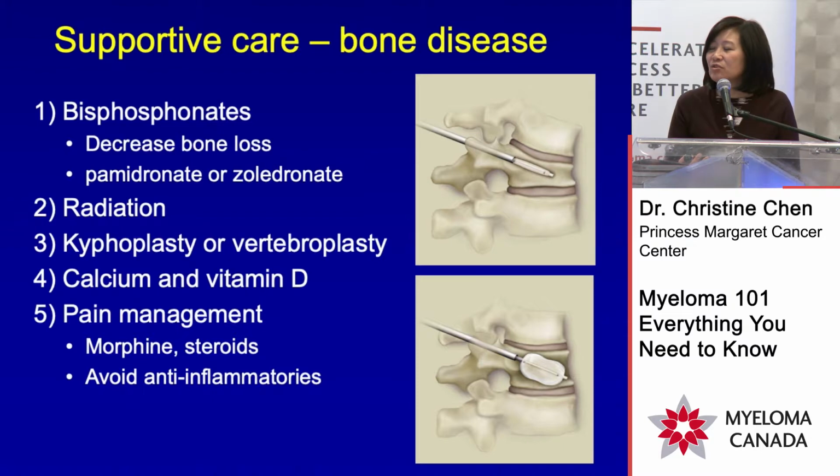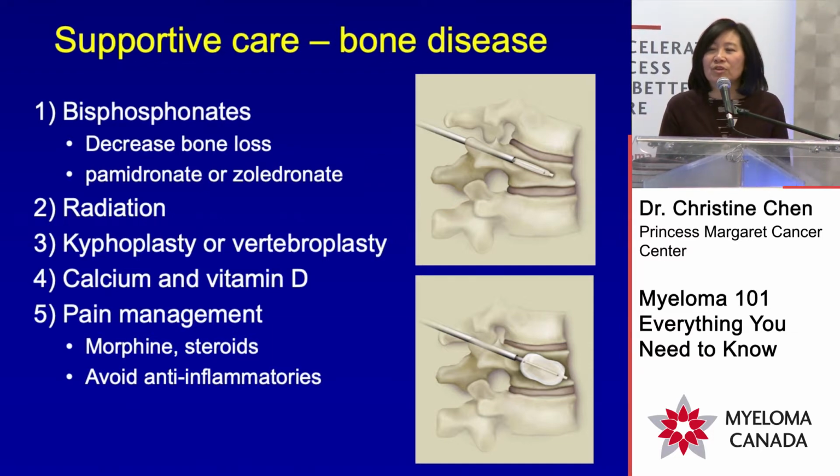Certainly when you're first diagnosed, we use them routinely, and then we may use them intermittently down the line at relapse. We also will radiate spots because myeloma is a very radiosensitive cancer. So if you've got a really painful area somewhere, sometimes one shot of radiation to that one spot will help deal with it. And then we'll use things like kyphoplasty or vertebroplasty to help with compression fractures in your spine.